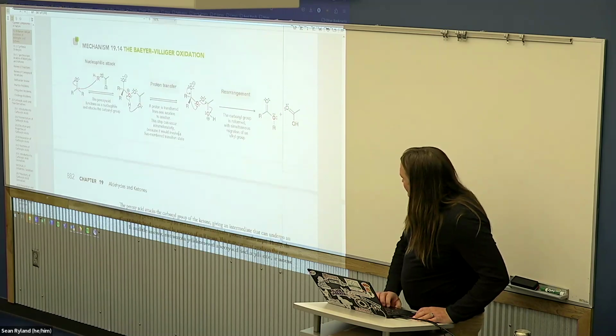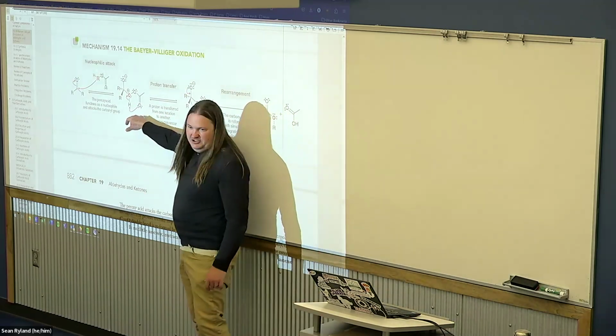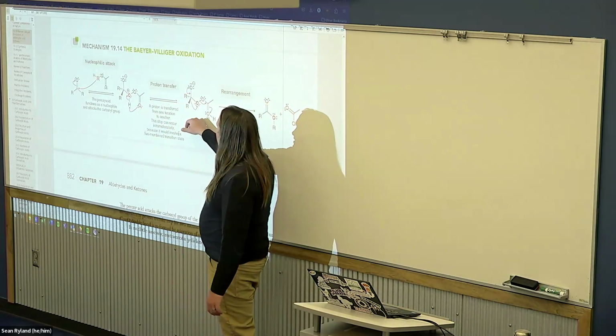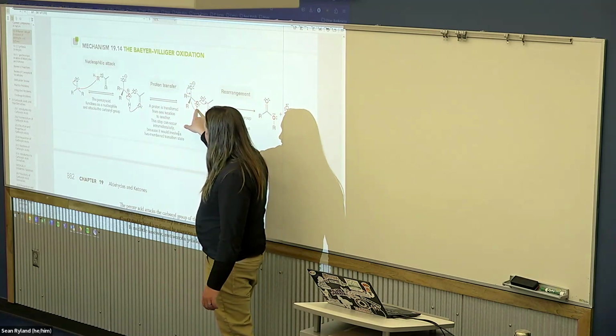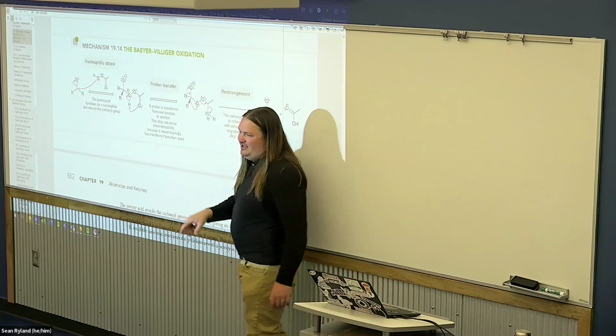All right. So a couple of steps. The trickiest one here is that rearrangement in the middle, and then moving a carbon over in a rearrangement as your acid leaves.